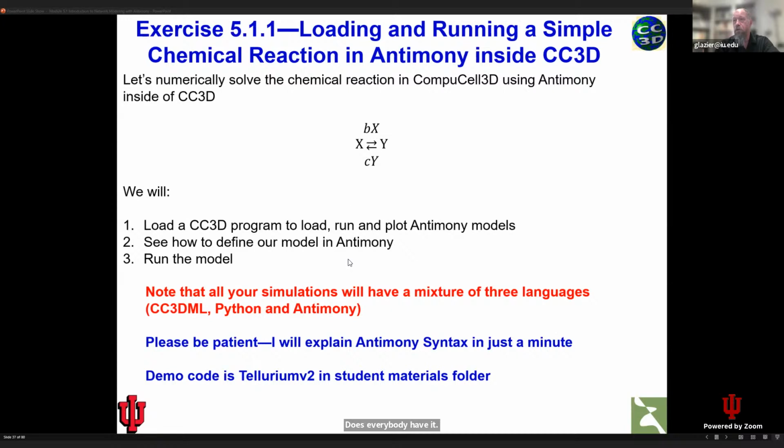The first thing we're going to do is that very simple chemical reaction, X goes to Y with mass action kinetics. X turns into Y at a rate B times X. Y turns into X at a rate C times Y. I need everybody to get that running. Please be patient. I will walk you through what we're going to do. At the moment, we're not going to worry about antimony syntax.